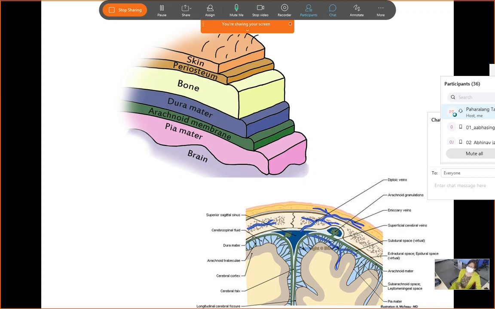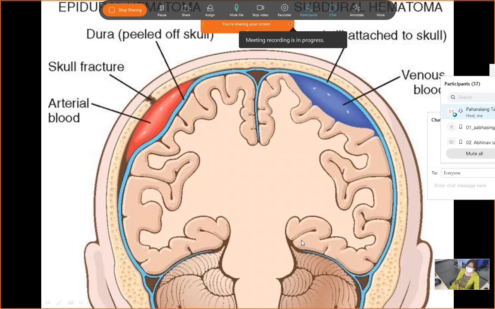Now, this is again just to recapitulate the layers of the skull: the skin, the periosteum, the skull bone. Then these are the layers of the meninges, and this is the underlying brain. So you can see here that this is the space where the CSF is, and there are a lot of these green things. These are the arachnoid granulations and the arachnoid villi, which fill this, and they allow for absorption of the CSF.